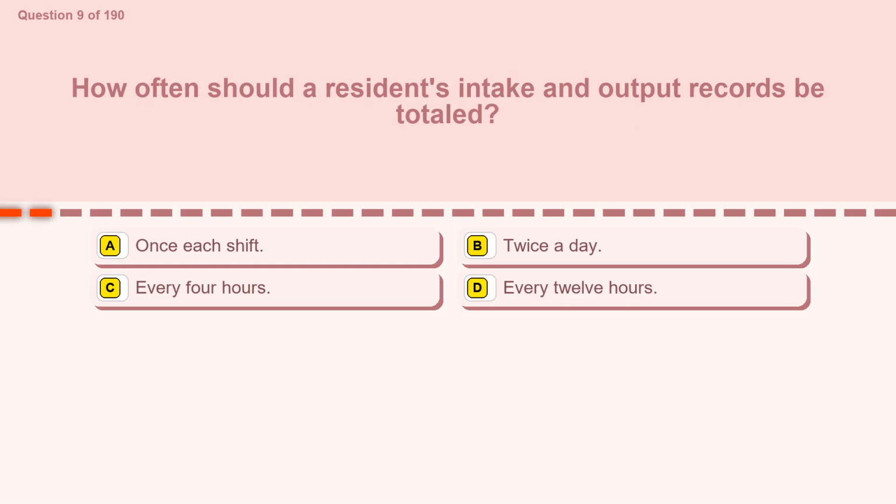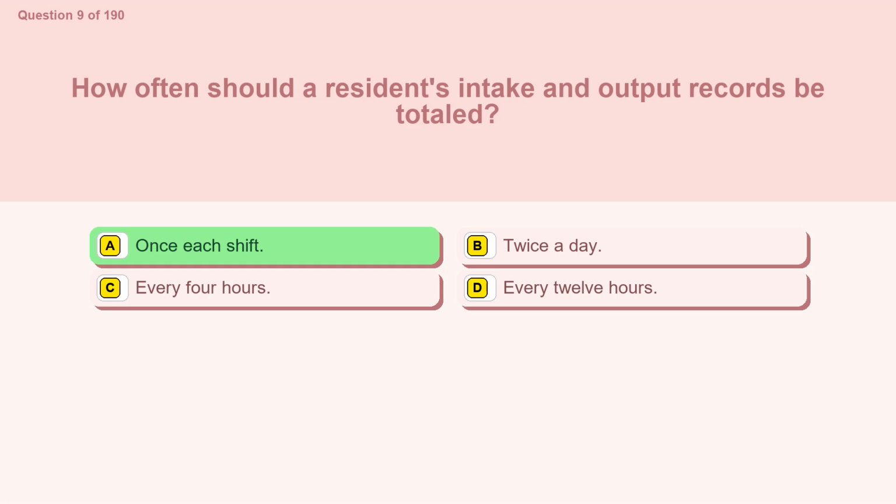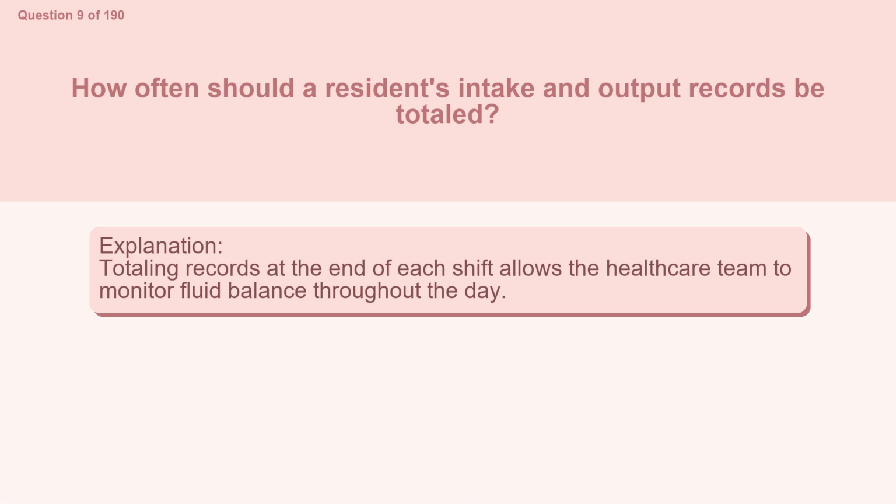Question 9. How often should a resident's intake and output records be totaled? Option A. Once each shift. Option B. Twice a day. Option C. Every 4 hours. Option D. Every 12 hours. The correct answer is option A. Once each shift. Totaling records at the end of each shift allows the healthcare team to monitor fluid balance throughout the day.